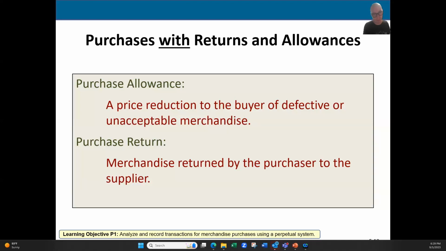It's called a purchase allowance when that happens. The other thing that might happen is called a purchase return. It came in broken. I'm sending it back to you. That's a return when you send it back. Or oh, that's not my size. It's the wrong size. Send it back. Send me the right size. It's called a purchase return.